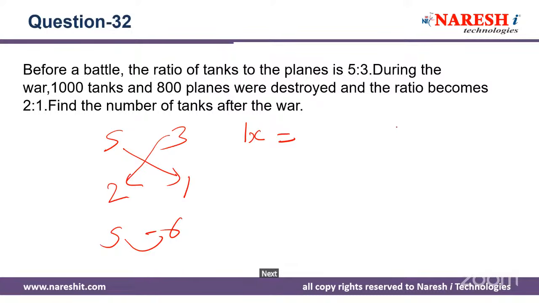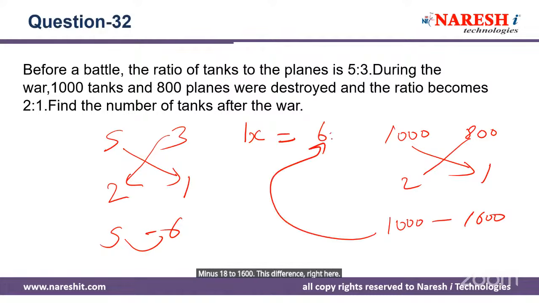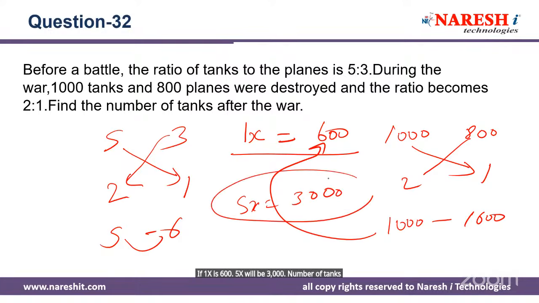Next thing. Now take how many tanks and planes were destroyed? 1800. Final ratio, 2 and 1. Multiply this side again. Minus 800 into 1600. This difference, write it here. If 1x is 600, 5x will be 3000. Number of tanks before the war, 3000. After the war, 1000 removed. Remaining tanks are 2000.